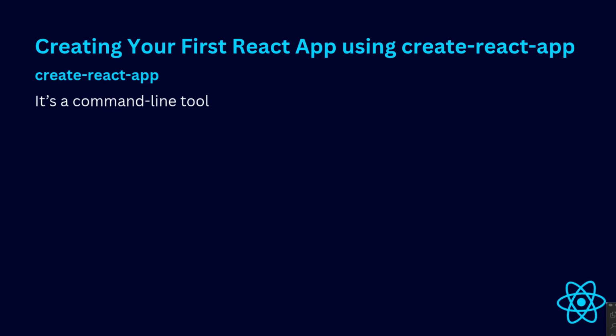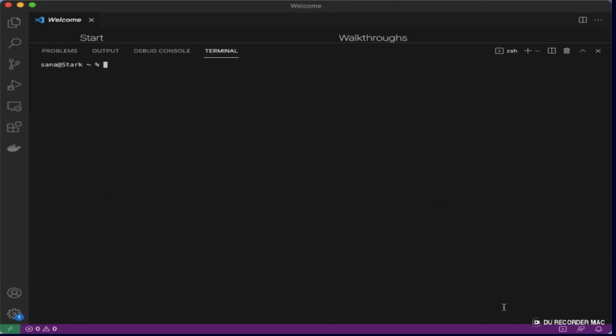Step 1. Open your terminal. You can also use the built-in terminal inside VS Code. Step 2. Navigate to the folder where you want to create the app. For example, cd desktop. Now type this command.